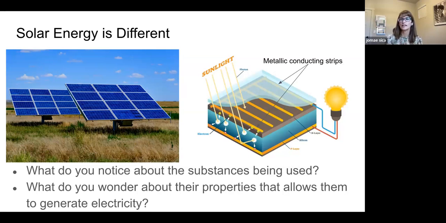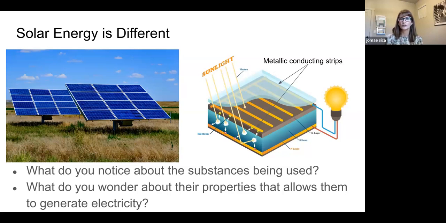That is causing electrons to flow through this panel, and eventually it's hooked up over here to our light bulb. As the electrons go through our light bulb, they return back to the positive end. So a little bit different, not a generator in this particular case, but we're still using a material.